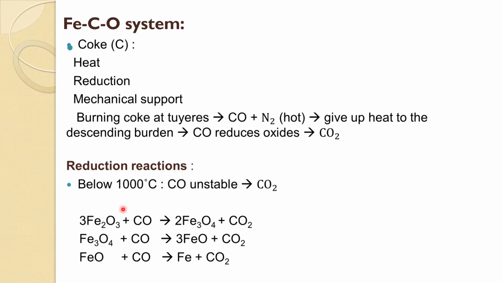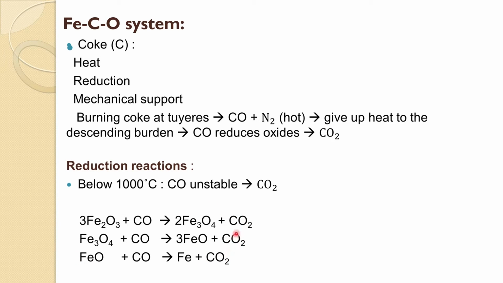Now, we talked about this system. Now, we will talk in a different way about the reduction. As you know, usually coke is used for heat, reduction and mechanical support, and it burns at the tuyere level and gives the heat. Nitrogen is mostly just getting heated up and takes the heat as sensible heat, and this CO gives heat to the descending burden, which reduces the oxides, and CO2 is formed.